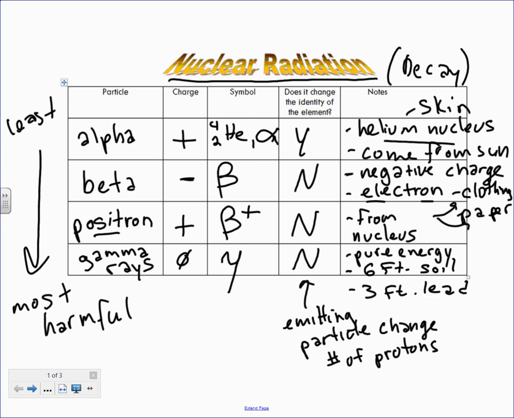So here are the 4 types of radiation. We are going to spend most of our time thinking about alpha radiation in the next little bit. But again, going least to most harmful: alpha, beta, positron, and gamma. And like I said, the alpha particle is a helium nucleus stopped by your skin. Beta and positron are kind of 2 sides of the same nuclear radiation coin. And then gamma rays are the gonna-kill-you part, where it's pure energy. You don't want to mess with it, and you need a lot of something in between you and the source of the radiation if you want to be protected from it.